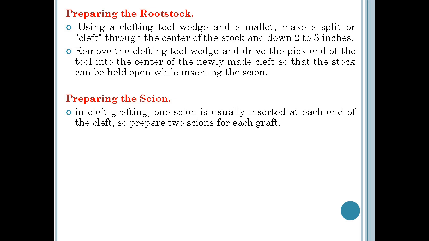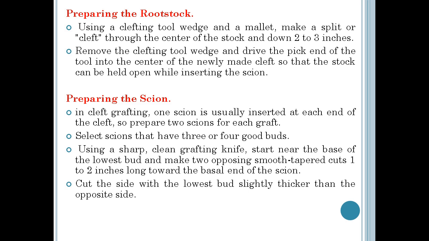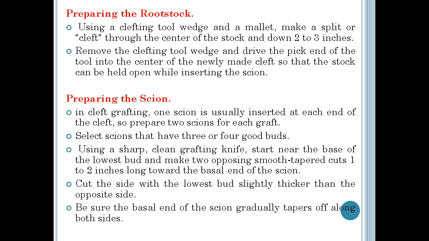Preparing the cion. In cleft grafting, one cion is usually inserted at each end of the cleft, so prepare 2 cions for each graft. Select cions that have 3 or 4 good buds. Using a sharp, clean grafting knife, start near the base of the lowest bud and make 2 opposing smooth tapered cuts 1 to 2 inches long towards the basal end of the cion. Cut the side with the lowest bud slightly thicker than the opposite side. Be sure the basal end of the cion gradually tapers off along both sides.